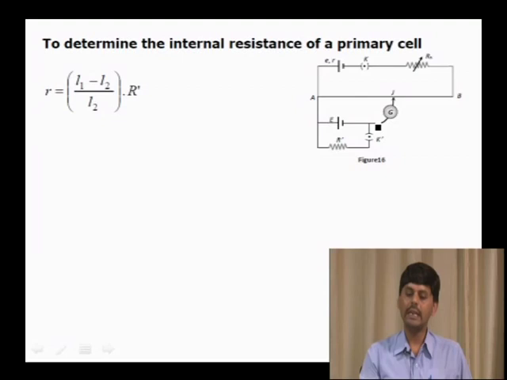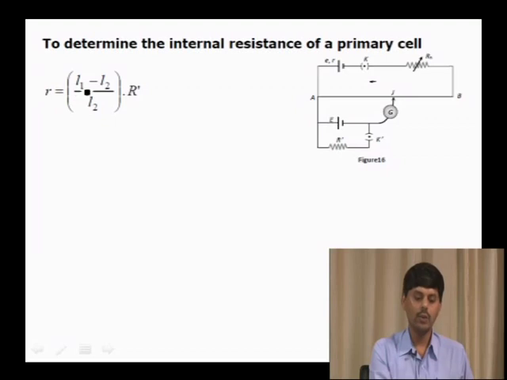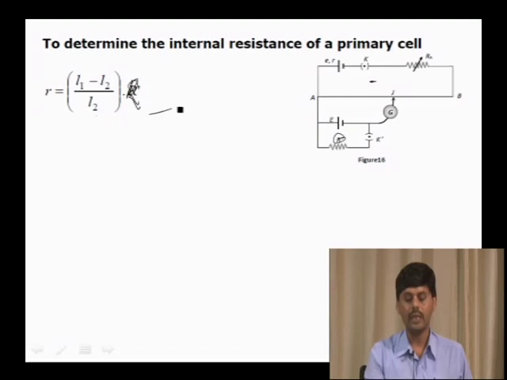Now, to determine the internal resistance of the primary cell using this circuit diagram, this is the primary circuit and this is the secondary circuit. By taking the help of R is equal to (L1 minus L2) divided by L2, into R, where R is the external resistance, we can easily find the internal resistance of the cell.